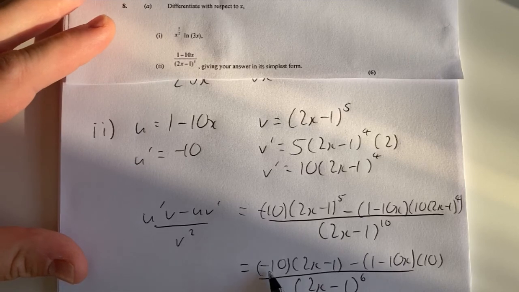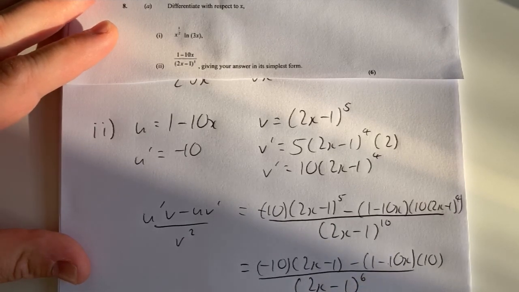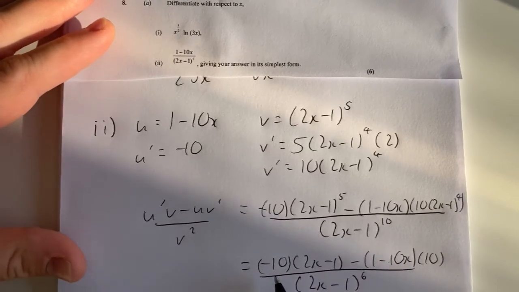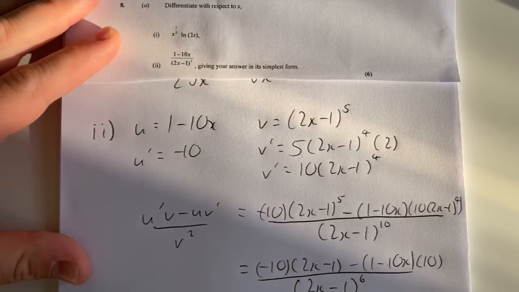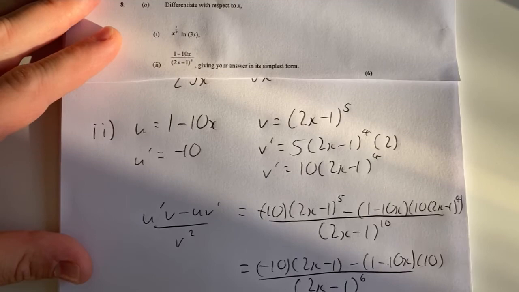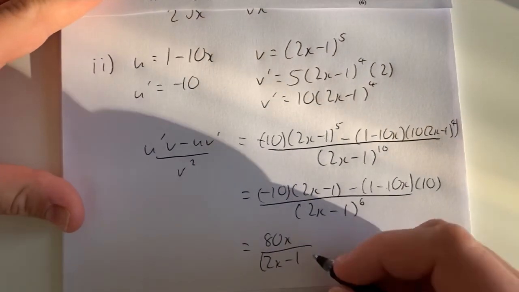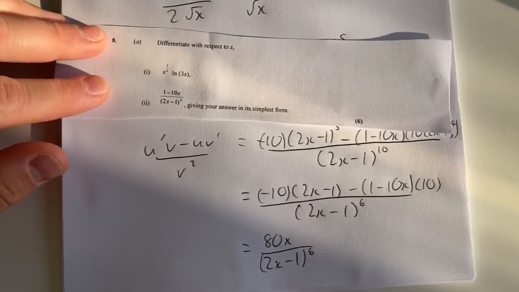So we have minus 20x from there, add 100x because it's minus 10x times 10. So 20x adds 100x is 80x. Minus 10 times minus 1 is plus 10. Take away 1 times 10, so take away 10 is nothing. So you have 80x over 2x minus 1 to the power of 6. So that's the first question.